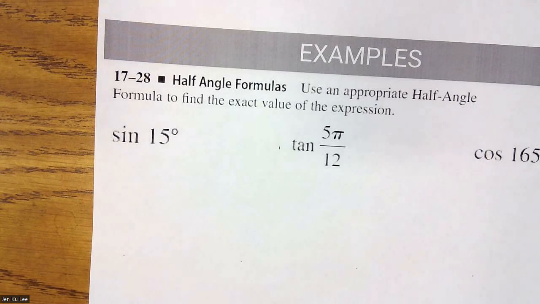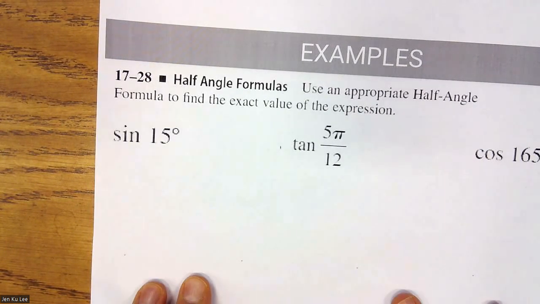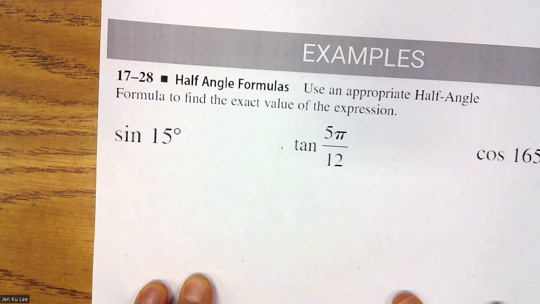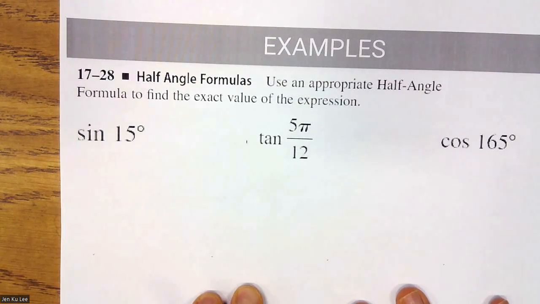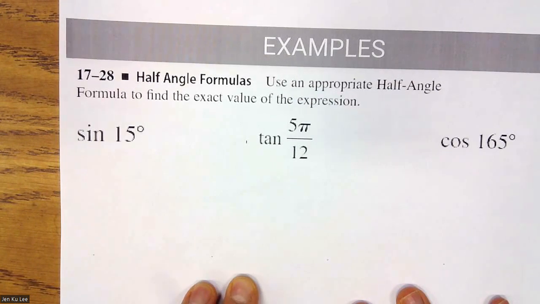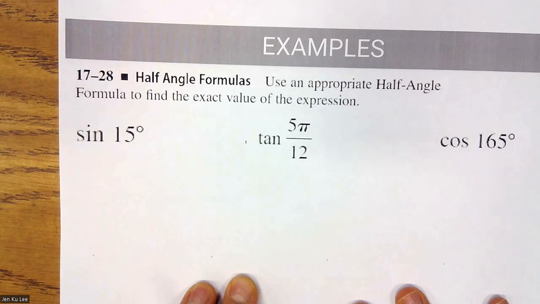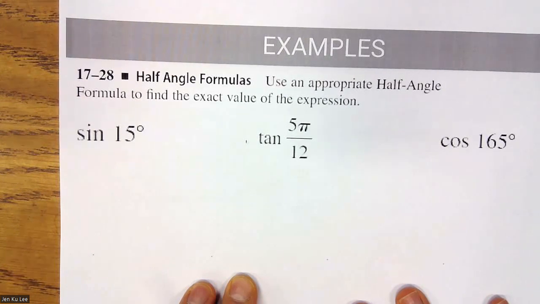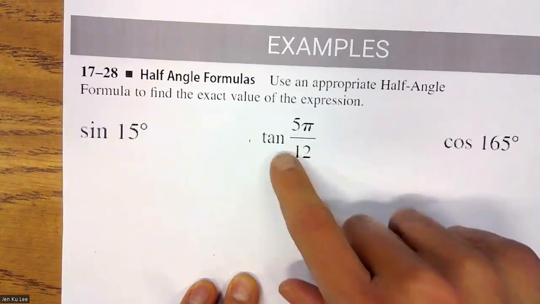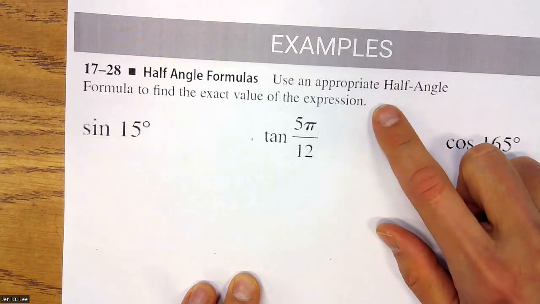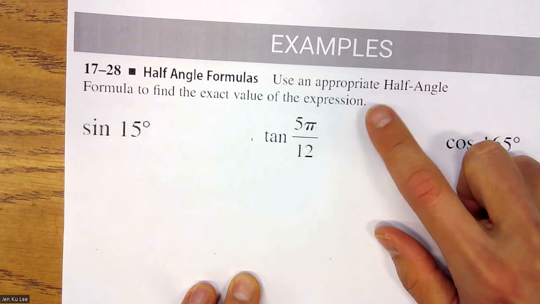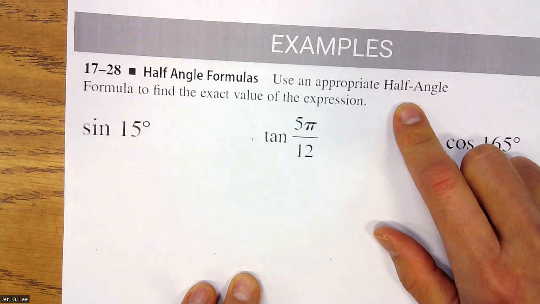Use the appropriate half angle formula to find the exact value of the expression. So sine of 15, I'm going to quickly do this because honestly, with these, you can use any formula you want. Yes, it says use the appropriate half angle formula. I only put this up as an example because we want to practice using the half angle formula. But when it comes down to it, you can use whatever you want.